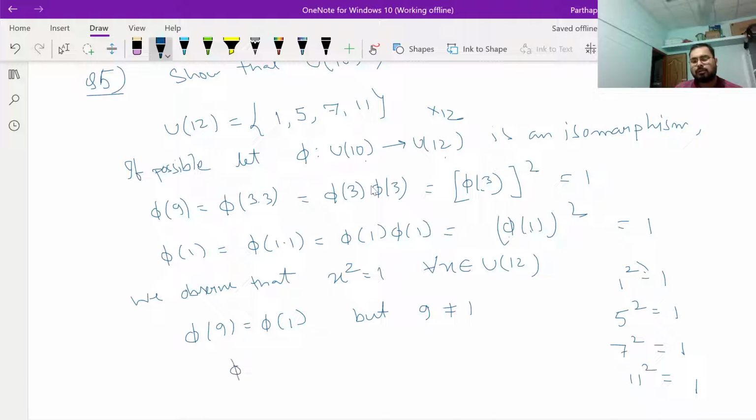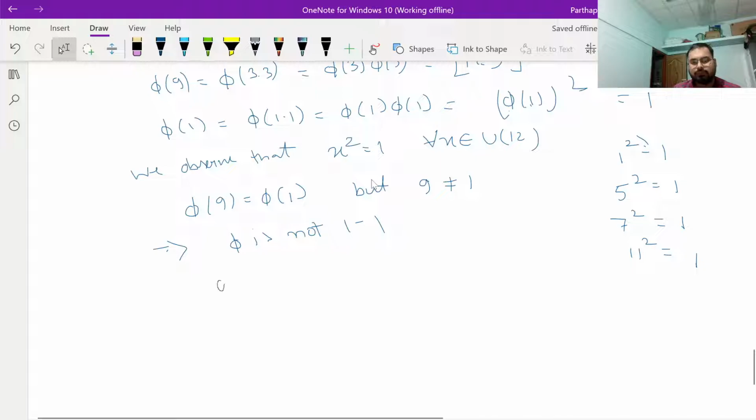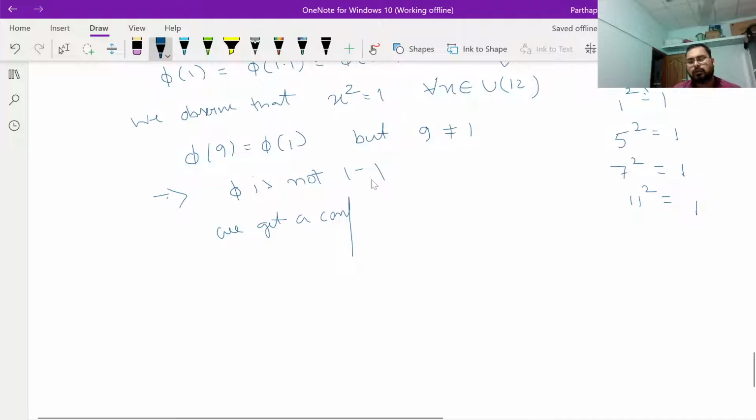This implies that phi is not one-one. But this is a contradiction. Why? Because we have considered phi is an isomorphism, and an isomorphism is a homomorphism which is one-one and onto. So that means phi must be one-one. But here we obtain phi is not one-one. So that means we get a contradiction. Therefore U10 is not isomorphic to U12.